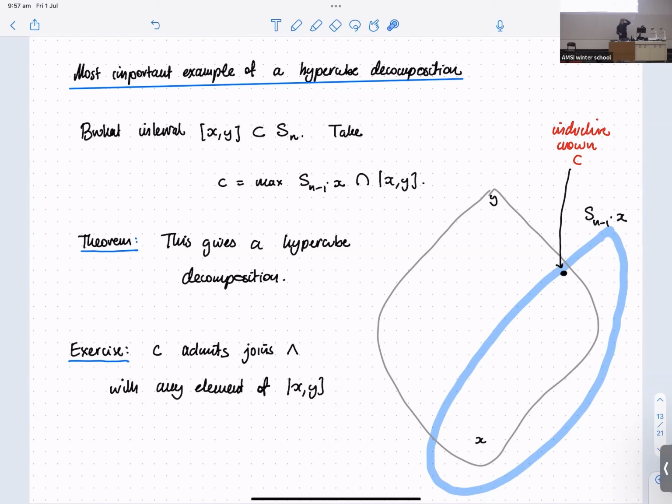In this miraculous situation, there exists a max. That's my C. And the claim is that this C provides a hypercube decomposition of this interval. One of the exercises on the exercise sheet today is to verify that there is indeed a max. And also there's something really beautiful, which is that this element here has the miraculous property that it admits joins with anything out here. Normally when I intersect two elements here, I expect the intersection to be very ragged, but this magical element has a nice intersection with everything.